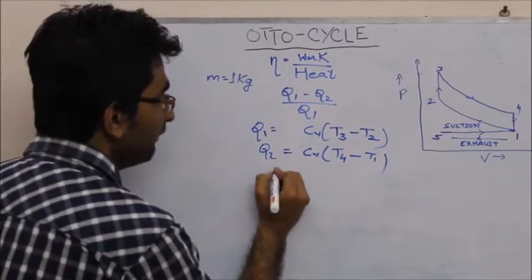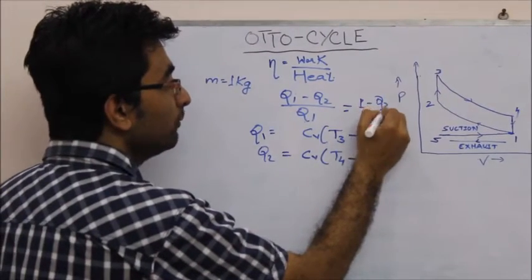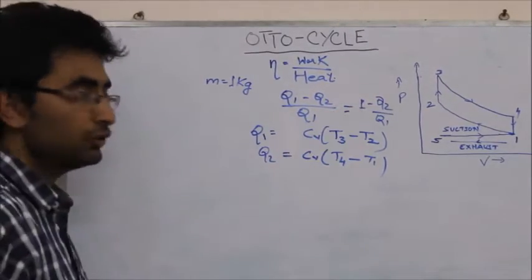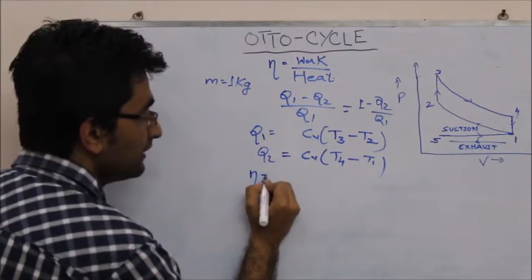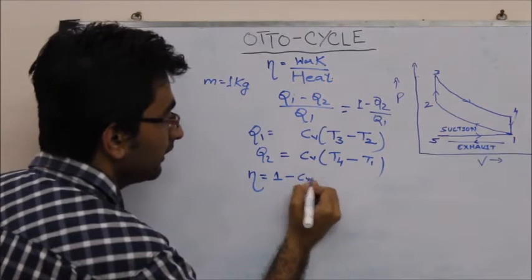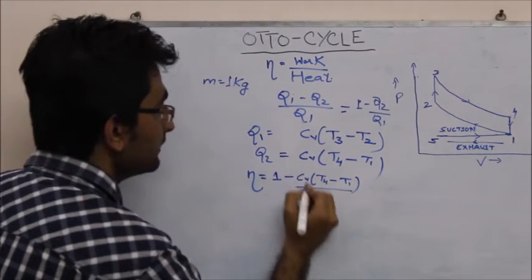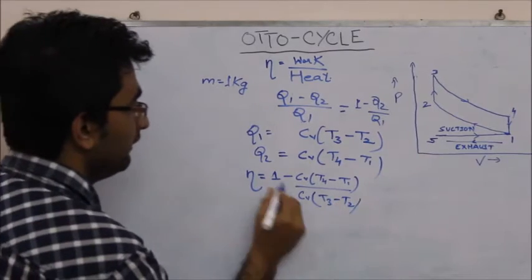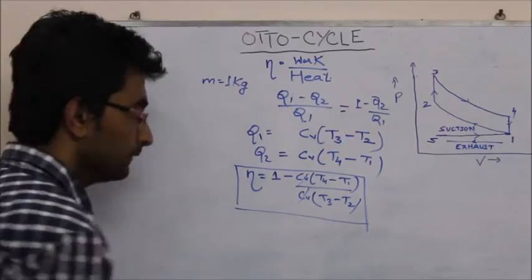So the efficiency will be reduced to 1 minus Q2 by Q1, dividing the whole by Q1. Substituting the values of Q1 and Q2, efficiency is equal to 1 minus Cv (T4 minus T1) divided by Cv (T3 minus T2). Now cancelling Cv, Cv.